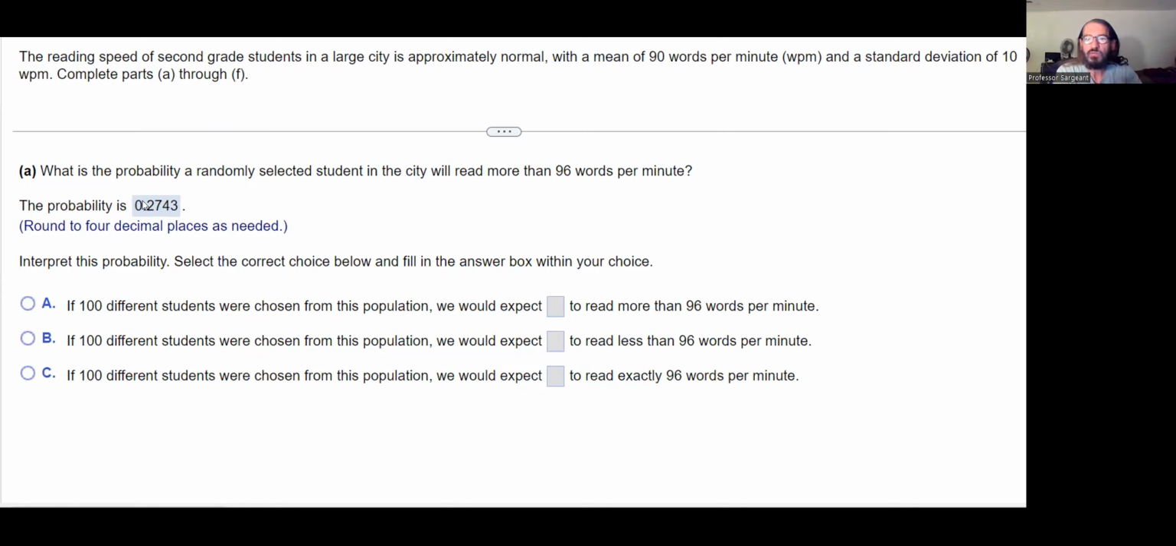And notice that we've got a few different ways to talk about what those 27 students would be doing. But since we were asked back here in the probability of reading more than 96 words per minute, it's going to be choice A.